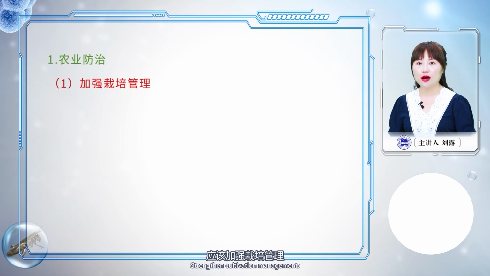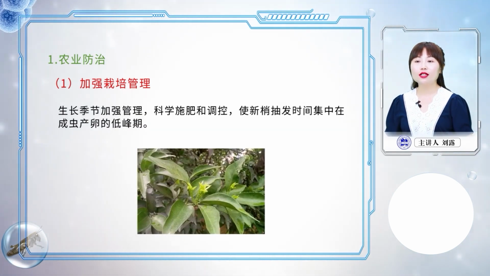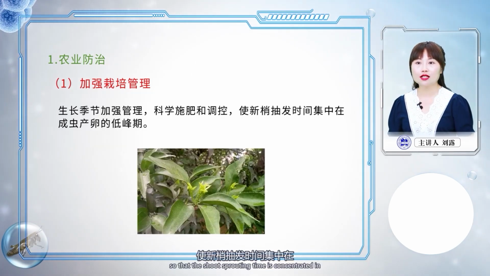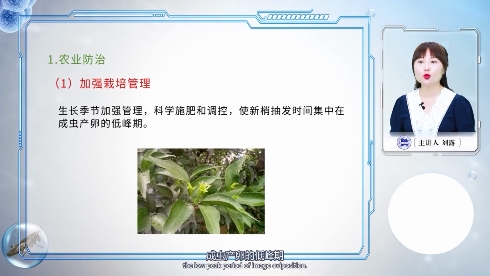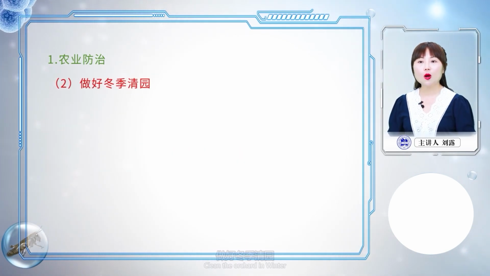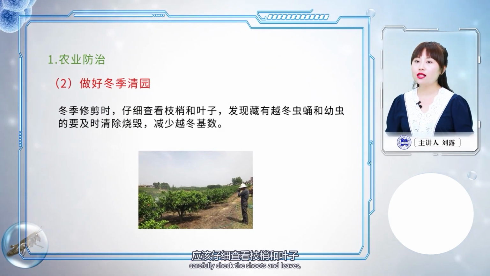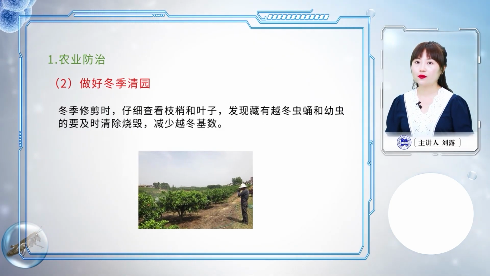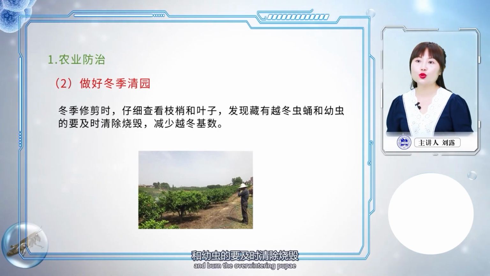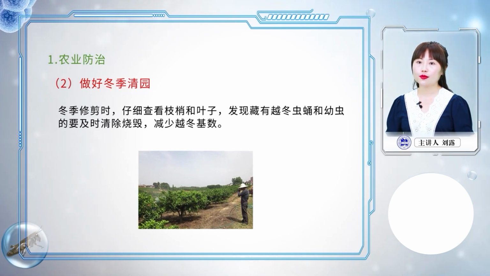1. Strengthen cultivation management. Strengthen management, scientific fertilization, and regulation in the growing season so that the shoot sprouting time is concentrated in the low peak period of imago oviposition. 2. Clean the orchard in winter. During winter pruning, carefully check the shoots and leaves, and timely remove and burn the overwintering pupae and larvae to reduce the overwintering cardinal number.